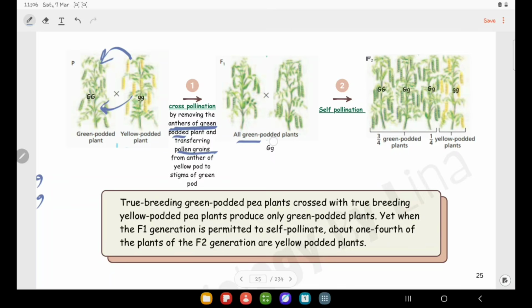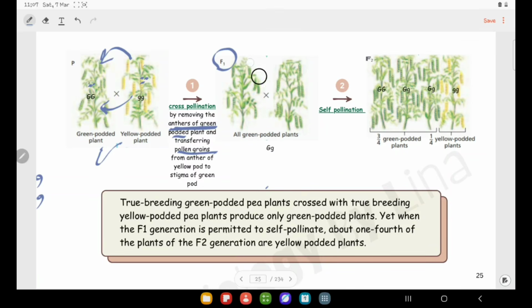After that, he found that as a result, the F1 generation, all of them grew to green pod, which is G capital G small. We can say 100% or 1-0, they are G capital G small. This is the genotypic ratio. And 1-0, they are green color, which is the dominant. So we can say in the F1, only one of the parent traits will appear, which is the green one, the dominant one.